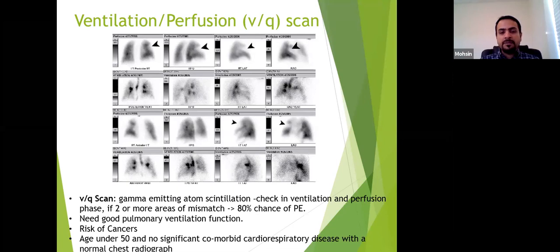The risk, there is a small risk of cancers, especially if you're doing it in a pregnant patient. So there's a risk of childhood cancers in the babies, but that small risk you have to balance with the increased risk of malignancy due to CT-PA. So you have to weigh the pros and cons while doing a CT versus VQ scan.